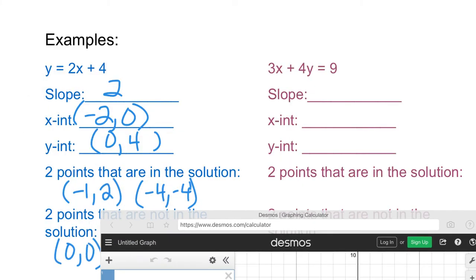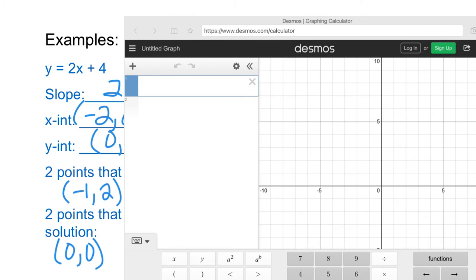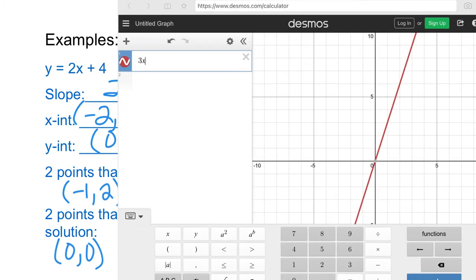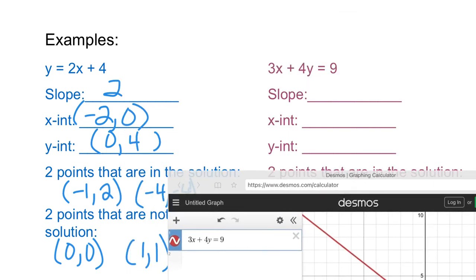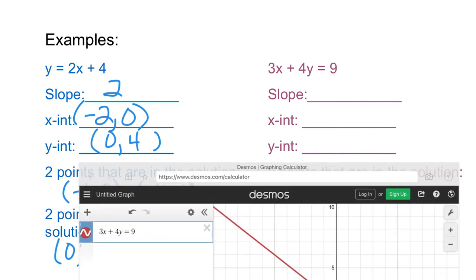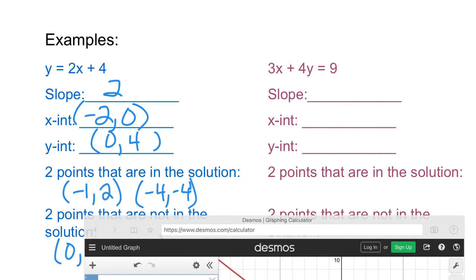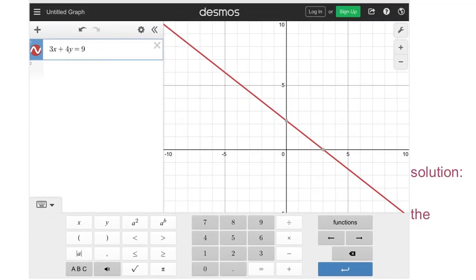All right, so we need 3x plus 4y equals 9. Okay, so this one, I'm not able to identify from the equation my slope and my y-intercept like I was before. Now, I could rearrange it into slope-intercept form like we were doing on the earlier slides and get those pieces of information, or I can just come here to this and be able to get it from this.